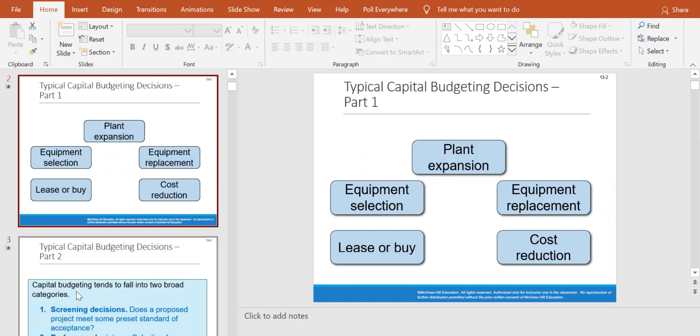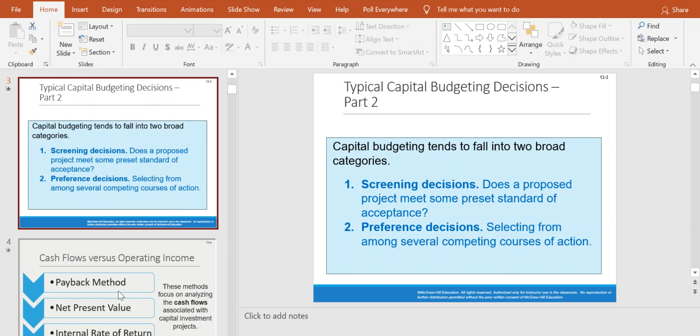Many of these decisions are going to relate to things like this. Whether we do a plant expansion, we may be looking at two different pieces of equipment. We want to replace equipment. Do we want to lease or buy? Or what are our options there? And by the way, whenever you go through a process like this, it's very good to use some of these tools to evaluate your options as far as the cost is concerned and as far as the ongoing return on those costs.